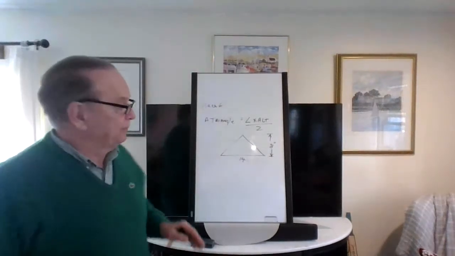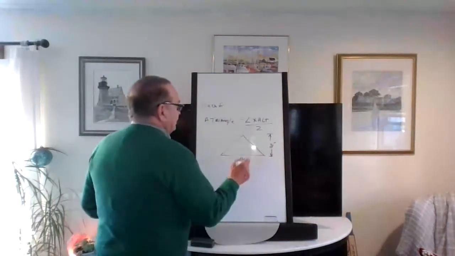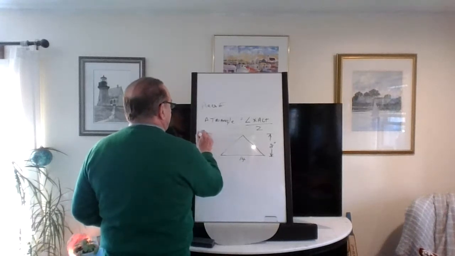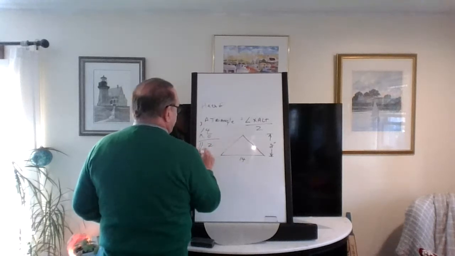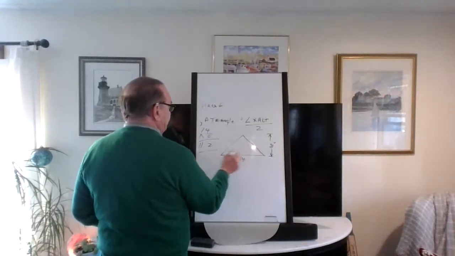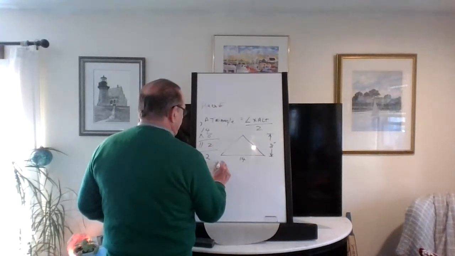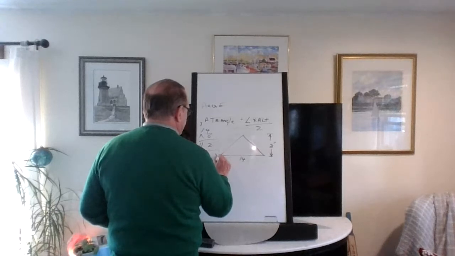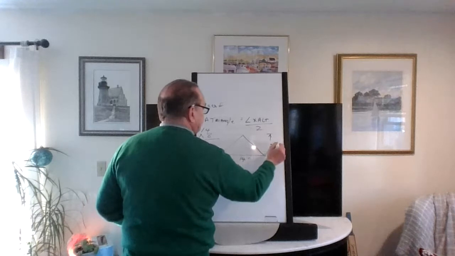Okay, base times the height. So it's the length times the height, right? Divided by 2. So let's see what that comes out to. So you get 8 times 14 divided by 2, right? A triangle is always divided by 2. And that comes up to 56, right? So this equals 56 square inches if we're doing inches. Okay?